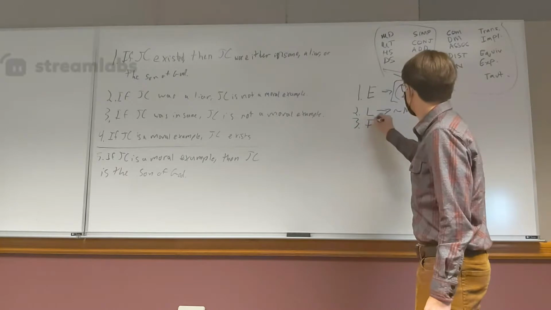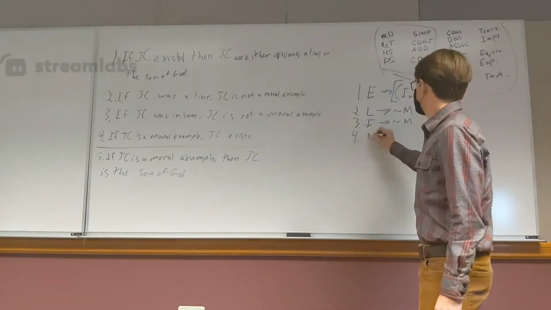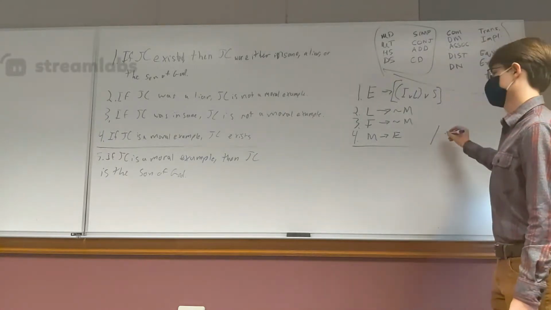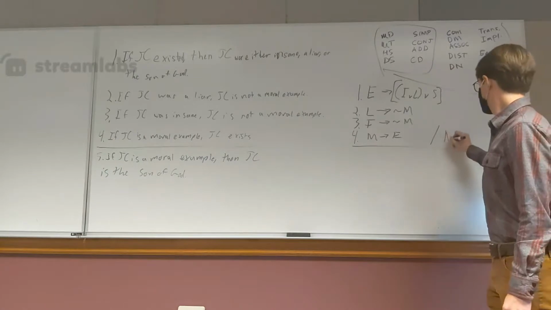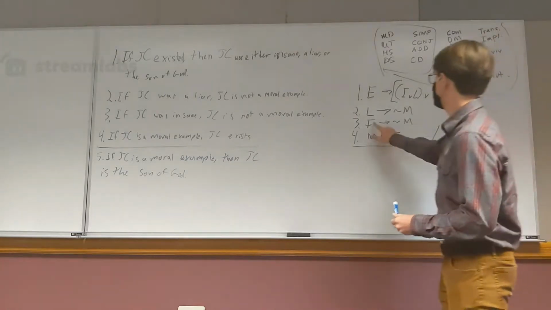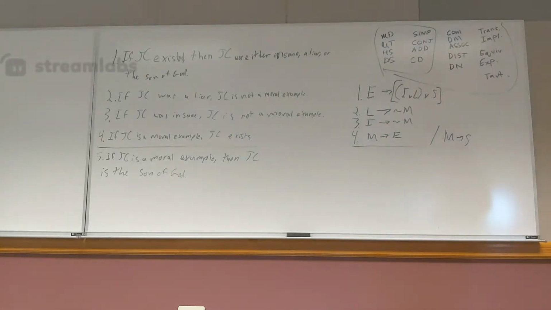Example 3 is, example 4 is... Okay, so 1, if Christ exists, then one of those three things is true. 2, L, if he's a liar though, then not a moral exemplar. If he is, what's F there? Where? In 3. Oh, that's supposed to be an I. Oh, okay, yeah, my handwriting. If he's insane, then he's not a moral exemplar. 4, if he's a moral exemplar, then he exists. Therefore, if he's a moral exemplar, then he must be the Son of God.